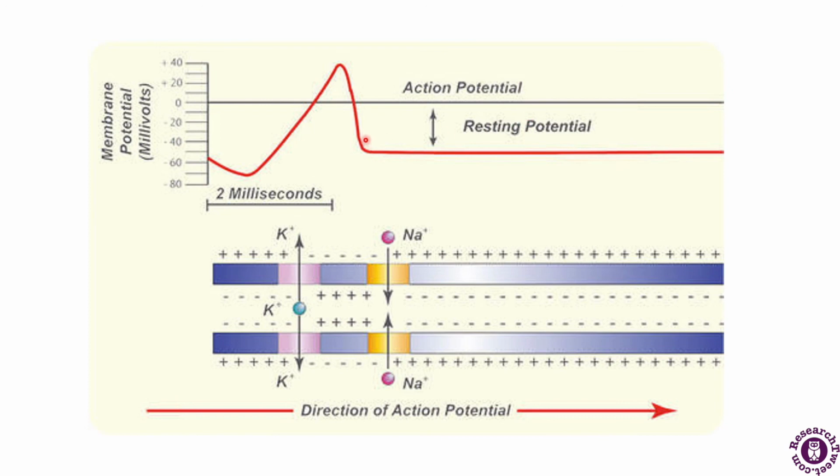The action potential moves down the axon towards the synapse like a wave. The nerve goes through a brief refractory period before reaching the resting potential. During the refractory period, another action potential cannot be generated.